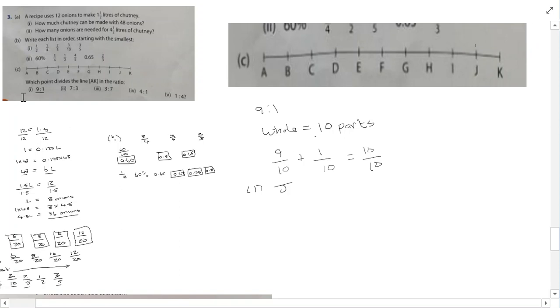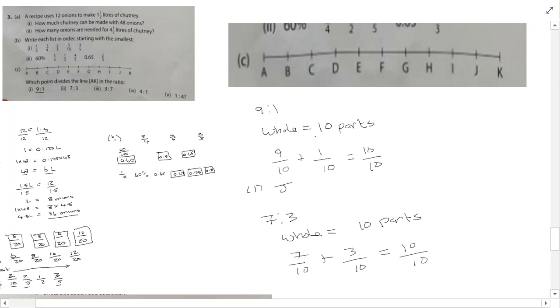Okay, so the second one is 7:3. Bear with me, I just need to find the pointer. There we go. So with 7:3, again you'll notice that the whole is equal to 10 parts. We add the 7 and 3 together, and then we have 7 out of 10 parts plus 3 out of 10 parts, which is equal to 10 out of 10 parts.